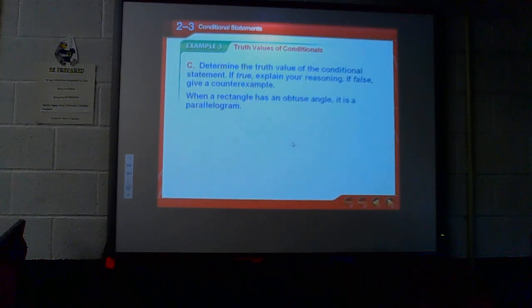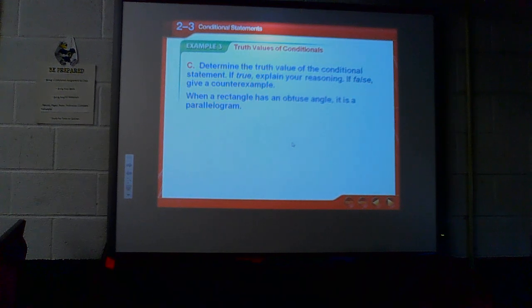So in this case, when they didn't write it as an if-then statement, the first thing that you would want to do is take your time and rewrite the problem in if-then form. So again, I would take the sentence that they gave me: when a rectangle has an obtuse angle, it is a parallelogram. And I would make that into an if-then statement first. So the first thing I would write is, if a rectangle has an obtuse angle, then it is a parallelogram.